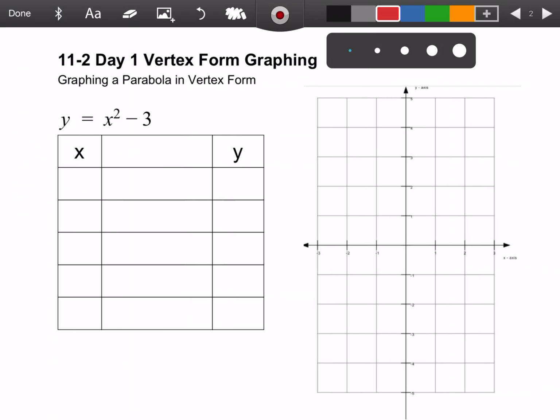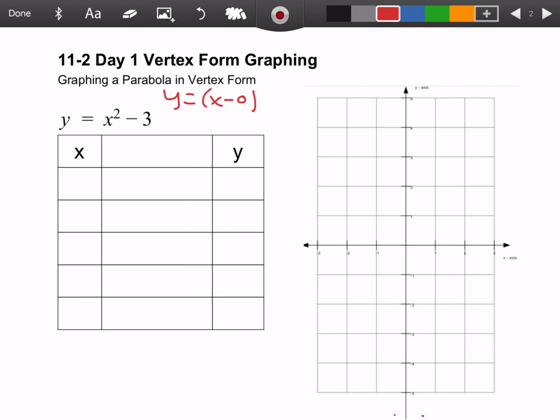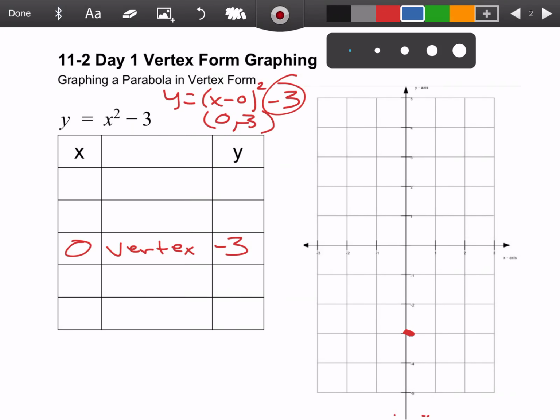So here's an example. They give us the equation in vertex form. I'm just going to rewrite it here. We have x minus 0 squared minus 3. So that would mean that our vertex is (0, negative 3). Sorry, it should be negative 3, because that's a negative 3. Here I want to make sure that we put our vertex in the middle, just like we did last time, and I could even plot that right away. So that's our vertex. And then we do 2 before and 2 after.